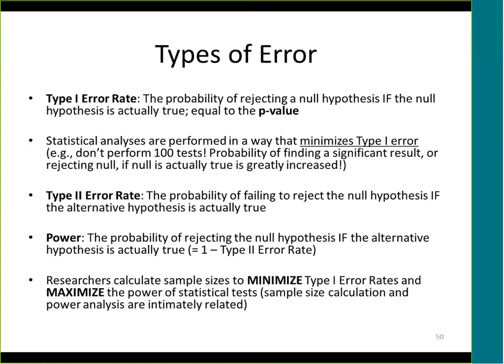So I just want to recap what the various error types are. Remember that a type 1 error is the probability of rejecting a null hypothesis if the null hypothesis is actually true. So we're saying the null hypothesis, we have two groups, we're saying there's no difference between them, but what happens is you reject the null hypothesis and you think there is a difference even when the difference is not present. And the type 1 error rate is related to your p-value. So another way to look at this is, if you're doing a statistical analysis, a way of minimizing your type 1 error is not to perform too many studies.